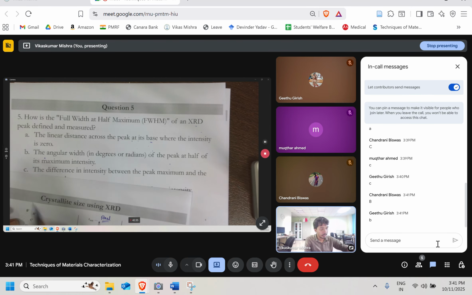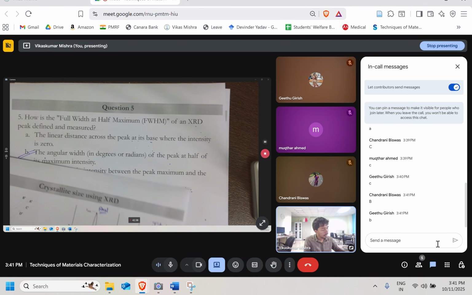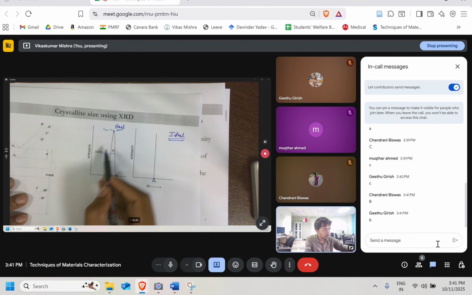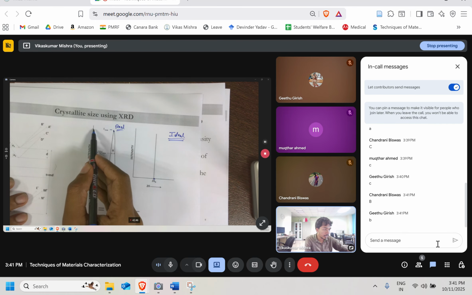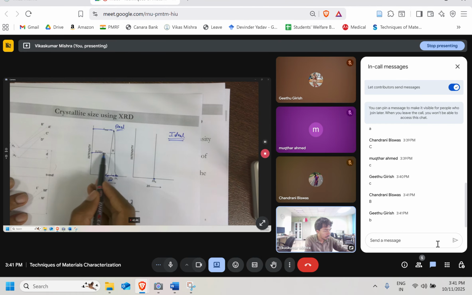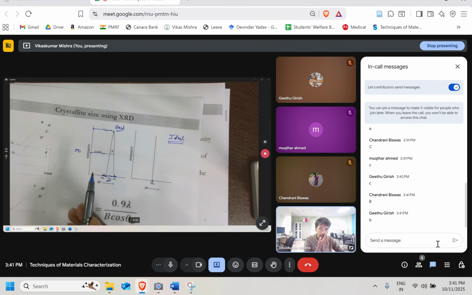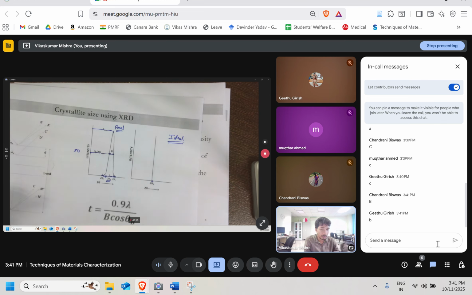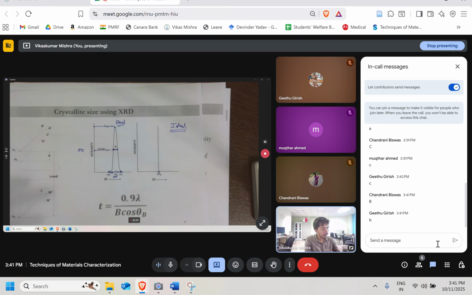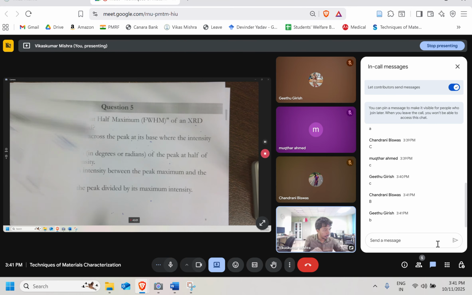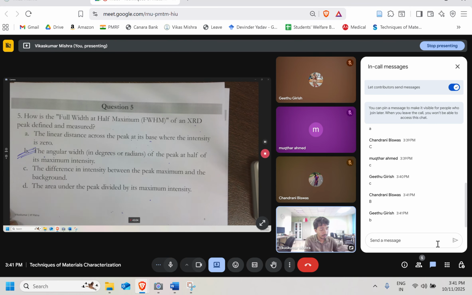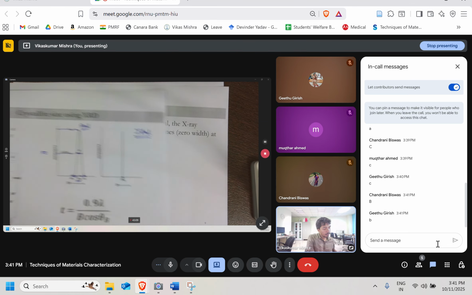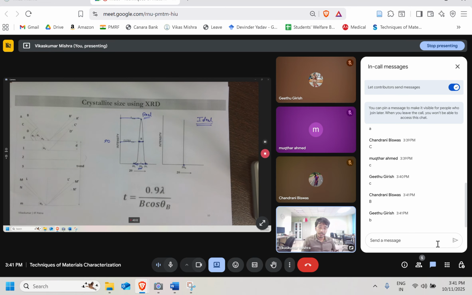Yes, Chandrani and Geetu have already answered. Option B is the right answer. We take the highest intensity and go to half of it. If the highest intensity is 100, let's say, then we go to 50. Okay, and then at that point we see what the width is. What is this particular width? It can be measured in degrees and also in radians. So here the right answer is option B. Okay, very good. Now, why is this broadening happening?